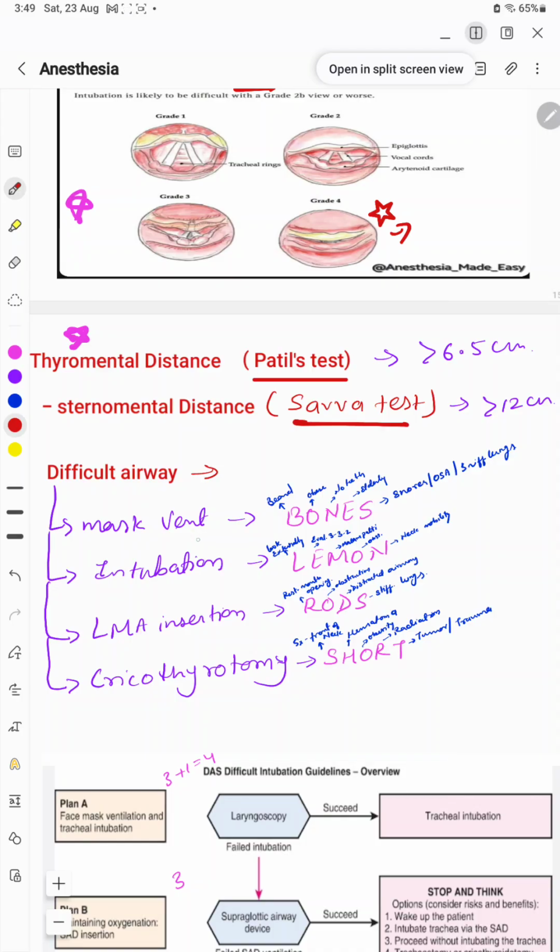Difficult airways, you don't need to remember, they don't ask any question, but this is the mnemonic for difficult airways, like mask ventilation. Difficult airway, when we feel it is difficult for mask ventilation, we apply the mask on the face of the person, but we feel it is difficult. The mnemonic is BONES: when a person has a beard, or is obese, or has no teeth, or is an elderly person, or has stiff lungs or is a snorer.